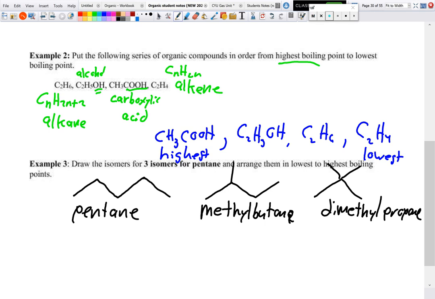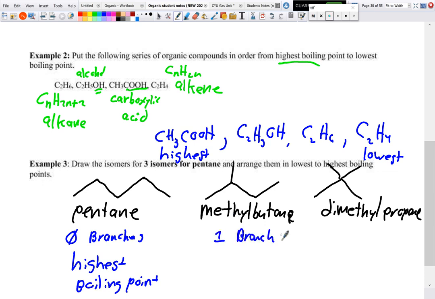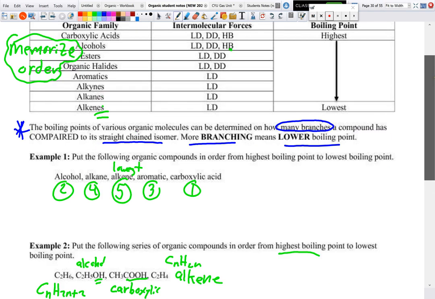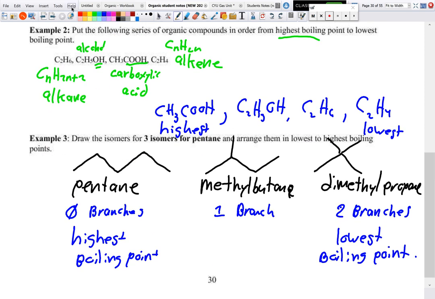Now, from above, where it said the more branches we have, the lower the boiling point. In our straight-chained alkane, pentane, we have 0 branches, so it should have the highest boiling point. Our methylbutane has 1 branch. And our dimethylpropane has 2 branches, so this one should have the lowest boiling point based on the rules above. So that's where you have to remember the families and the order, and of course the whole branching thing as well.